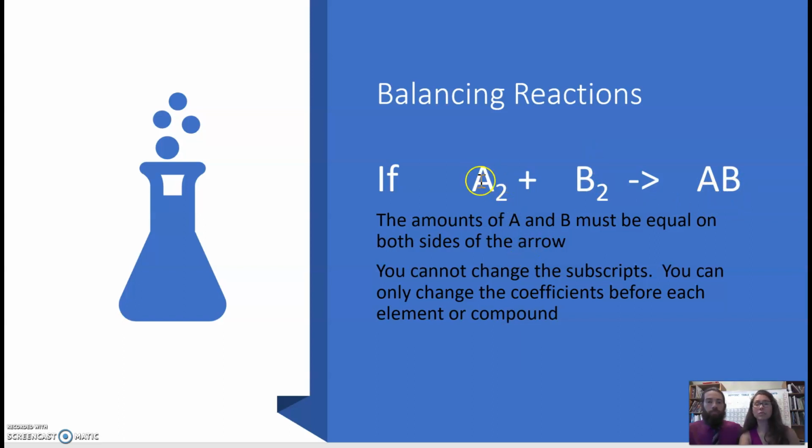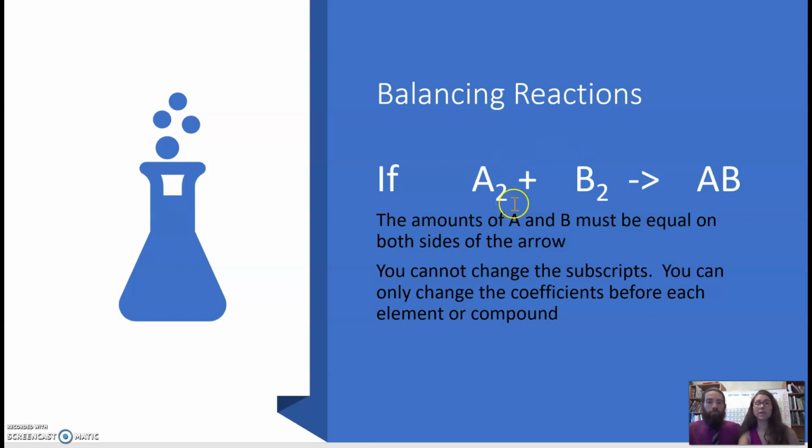Right now we have two A's on the left and one A on the right. So that's what we mean by balancing. We have to have the same number of atoms, or the same number of moles of atoms, on both sides. Now, we can't change what the formula is. This A2 is A2. That's what it is.